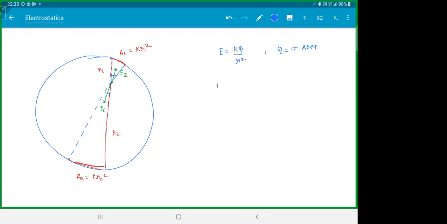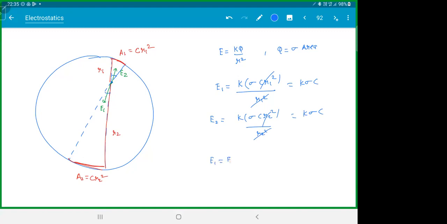Or if you're confused, I'll just write it down. So when you're at E1, let's take this constant as something else. A1 is proportional to, let's say some constant C R1 square, and A2 is C R2 square. So E1 will be K sigma C R1 square by R1 square. R1 square cancelled, look. K sigma C. E2 will be K sigma C R2 square by R2 square. R2 square cancelled. K sigma C. E1 is equal to E2. They'll always cancel. Therefore, field at any point is 0.